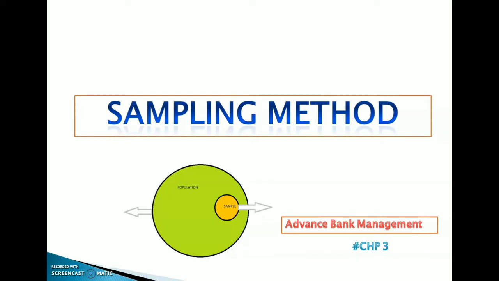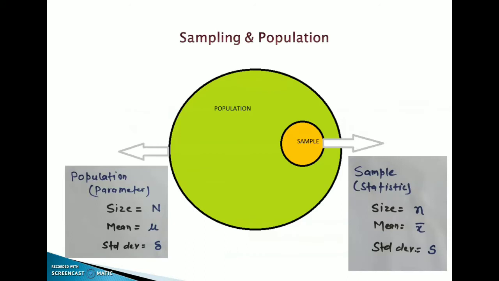In the previous two chapters we have studied sampling and seen a few numericals based on it. In this chapter we will also see two numericals based on sampling. So let's see.